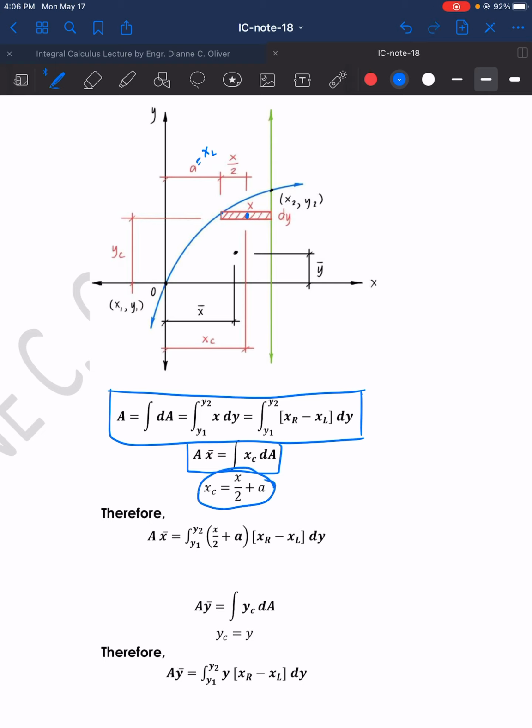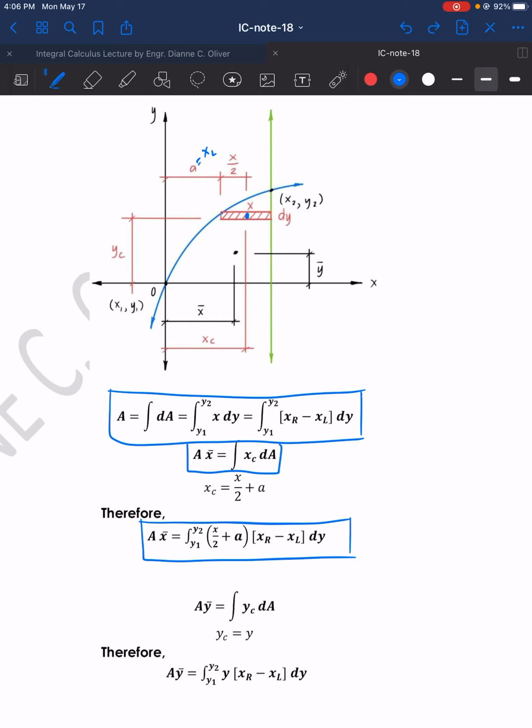Now if we substitute the value for xc and also the dA to the general formula, the resulting formula becomes A x bar is equal to the integral of x over 2 plus a times x right minus x left dy. Then the limits are y1 to y2 because we have here dy.